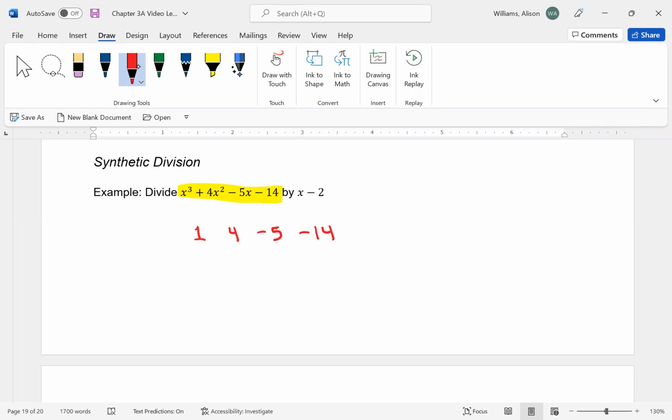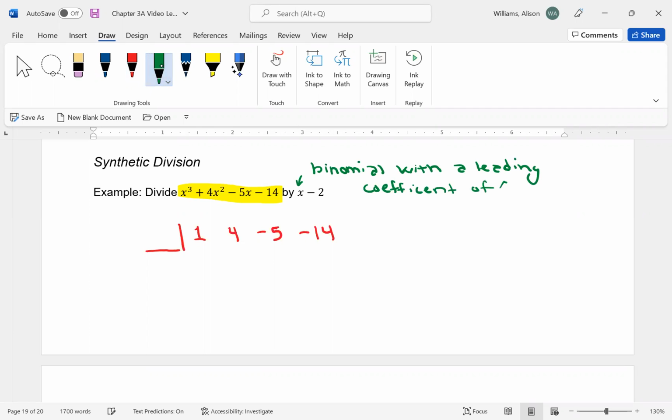Okay, now next to it is what I'm going to be dividing by, the x minus 2. The first thing I want to note is we can only divide by a binomial with a leading coefficient of 1. If it doesn't have a leading coefficient of 1, then you can't use synthetic division. So that means you would just switch to long division.